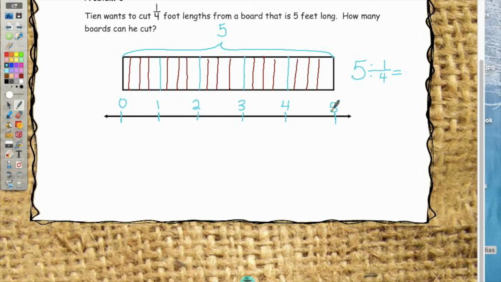Okay. And I'm going to make my tick marks. But I think I'll just go ahead and put fractions on the whole numbers again. So if this is fourths, it's 0/4. Then what? 4/4. 8/4. 12/4. 16/4. 20/4. Okay, so the answer is 20. All right.